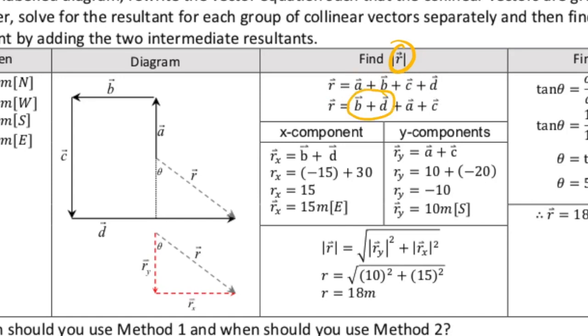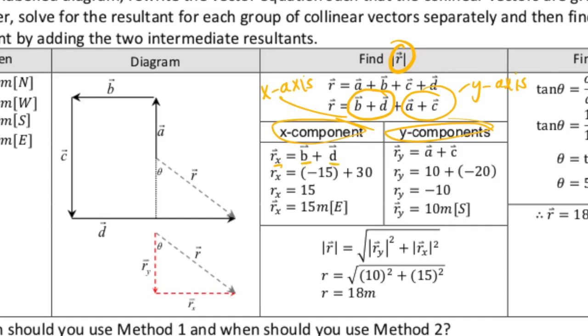So I grouped them together in terms of the axes that they lie on. Vectors B and D are along the x-axis, whereas vectors A and C are along the y-axis. So I then separate the equation into the x component and the y component. Now when we look at the x component, and that's where we get the Rx, that's just equal to vector B plus vector D.